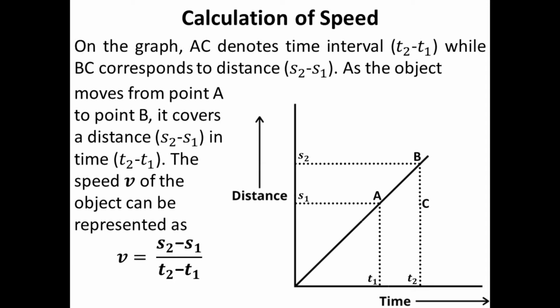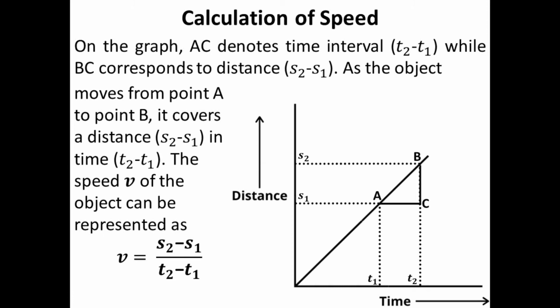Then draw a line parallel to x-axis from point A and draw another line parallel to y-axis from point B. These two lines meet at point C to form a triangle ABC. On the graph, AC denotes the time interval T2 minus T1, while BC denotes distance covered S2 minus S1.